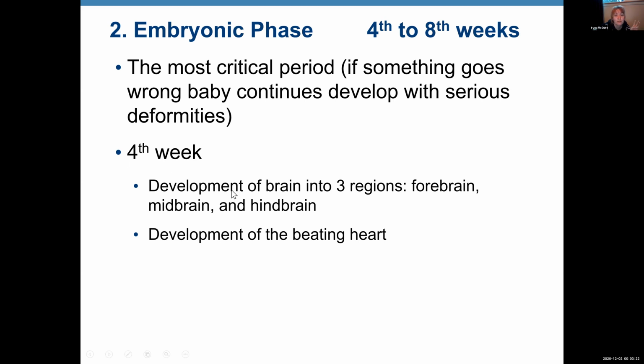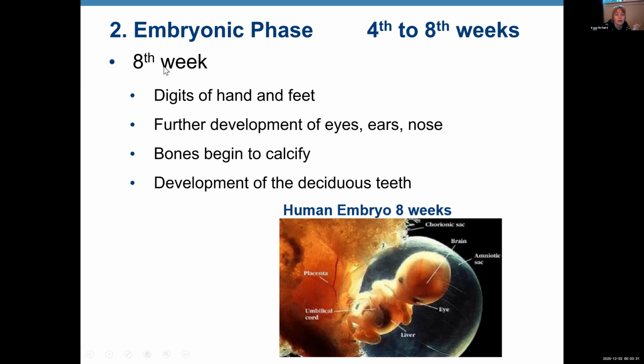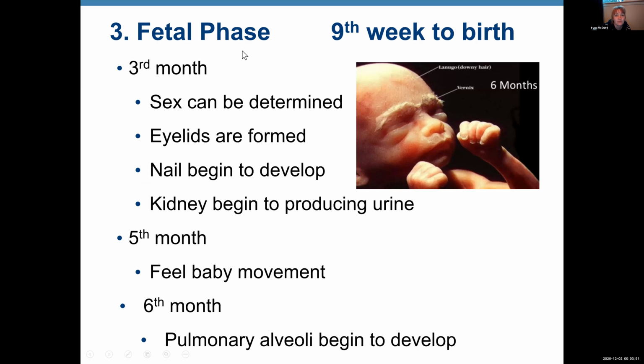So 4th week, we have development of brain, 3 region, forebrain, midbrain, hindbrain, development of beating heart. 8 week, still embryonic phase, digits of hands and feet, further development of eyes, ears, nose, bones begin to calcify, development of deciduous teeth, right? So here you can see embryo at 8 weeks that already look like fetus here. And then fetal phase, 9th week to birth.